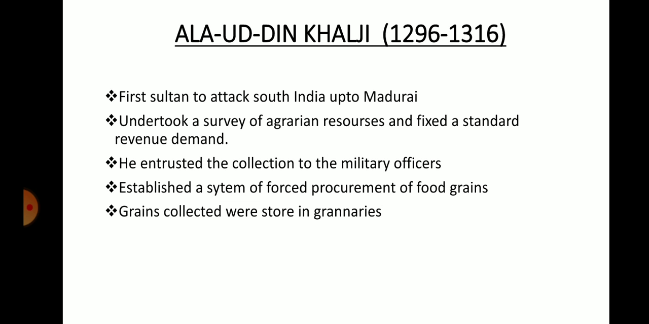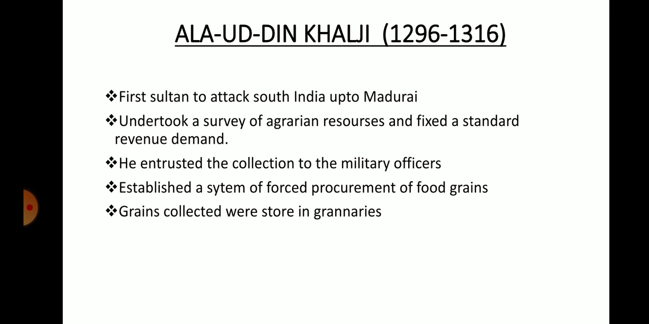So Alauddin Khilji, the nephew of Jalaluddin Khilji, came to the throne in 1296 AD, and he is the first sultan who attacked the southern part of India. So all this while, the Delhi Sultanate ruled only the northern part of India. Nobody reached the south. And Alauddin Khilji is the first king who reached the south. He came up to Madurai and attacked the territories.